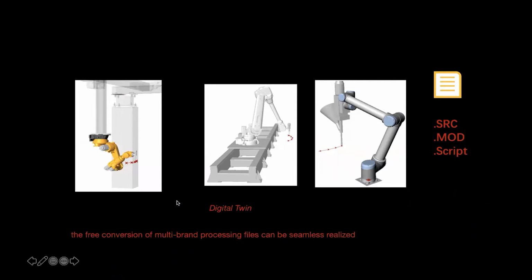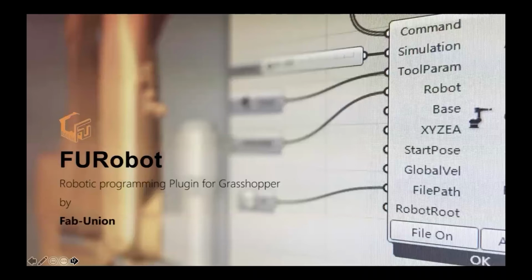So we can see different brands, based on the digital twin and different scripts, such as .src and .mod, showing different brands of platforms. Different robots can be easily transformed and exchange their information seamlessly based on this platform.